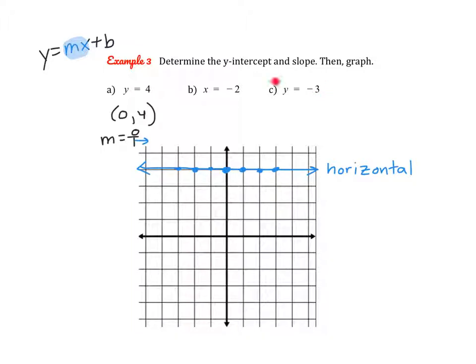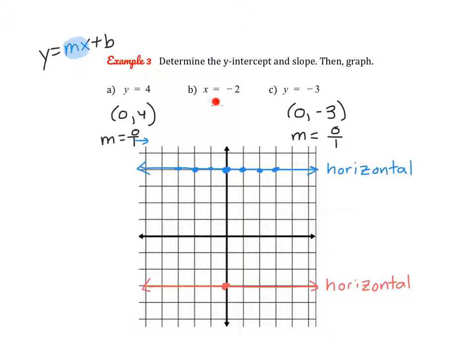Now we can also look at part C, because you'll see this is also a horizontal line. For this one, we have a b value, so we have a y-intercept at 0, negative 3, but our slope is 0. Since our slope is 0, we have another horizontal line. So once again, anytime you see y equals a number, if your x term is missing, you're going to have a horizontal line.